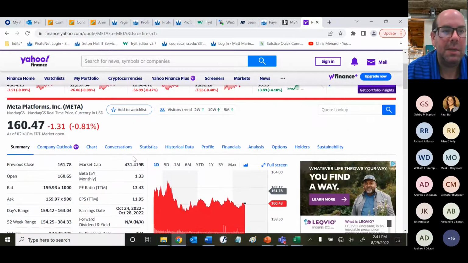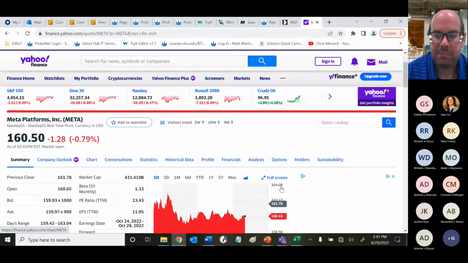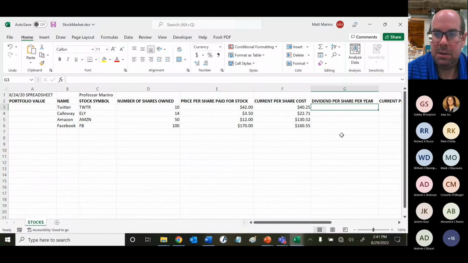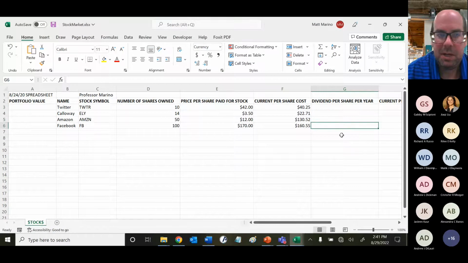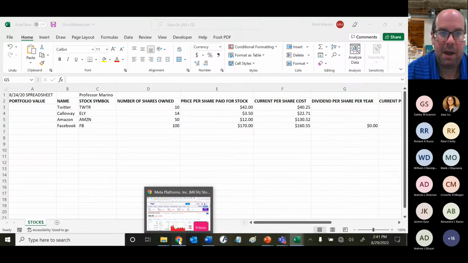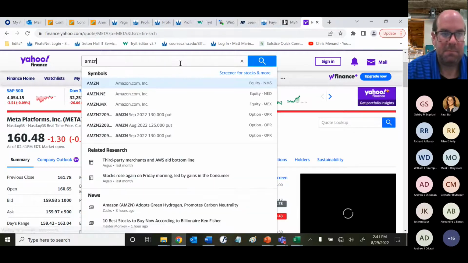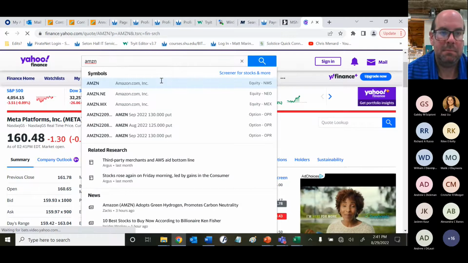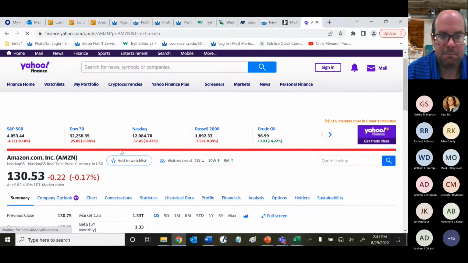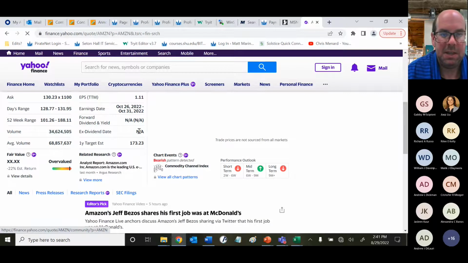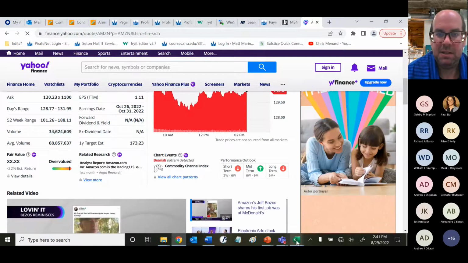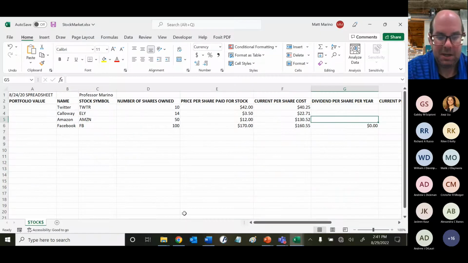So what are we looking at? Facebook? For our dividend per share per year for Facebook, we put in $0 because it doesn't have a dividend. So now we're going to look for Amazon. So Amazon also does not have a dividend. So again, you put $0 there.